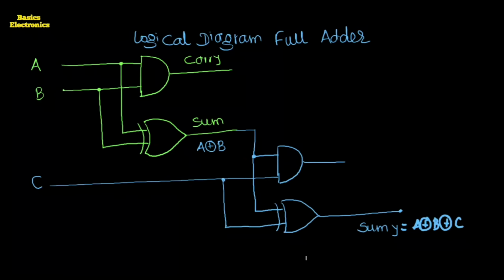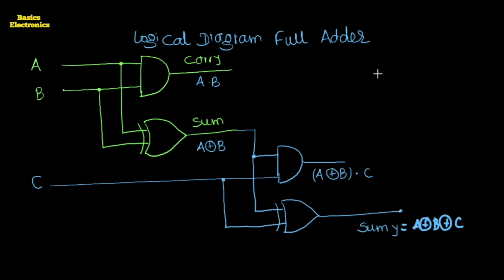A XOR B XOR C, or you can write it as (A XOR B) XOR C. Okay, now we have the carry of the second half adder, and that carry equation is (A XOR B) dot C, because the inputs to this AND gate are A XOR B and the second input is C. The carry equation for the first half adder is A dot B, the first carry.